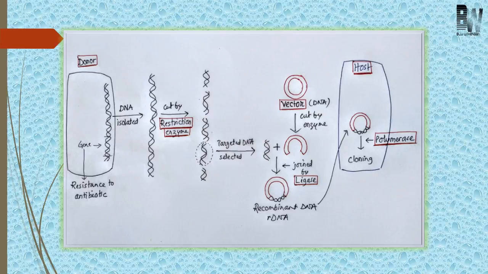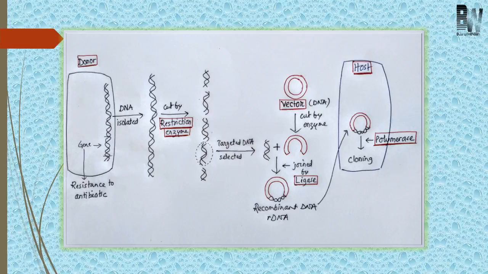The DNA which is resistant to that particular antibiotic is then inserted into a carrier or vector, and this carrier or vector should be represented by DNA. The vector is cut at particular portions by an enzyme, the gene of interest is placed there, and they are joined by the enzyme DNA ligase. The DNA formed is what we call recombinant DNA.